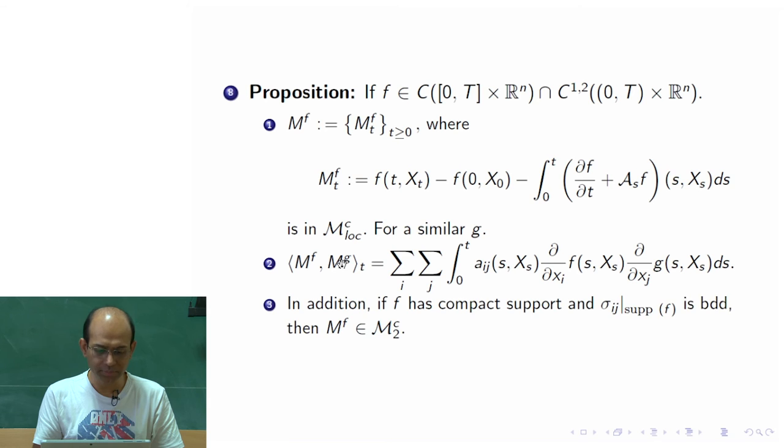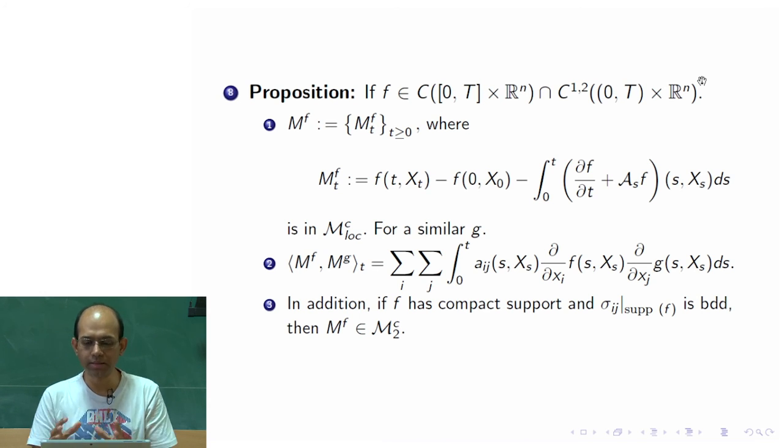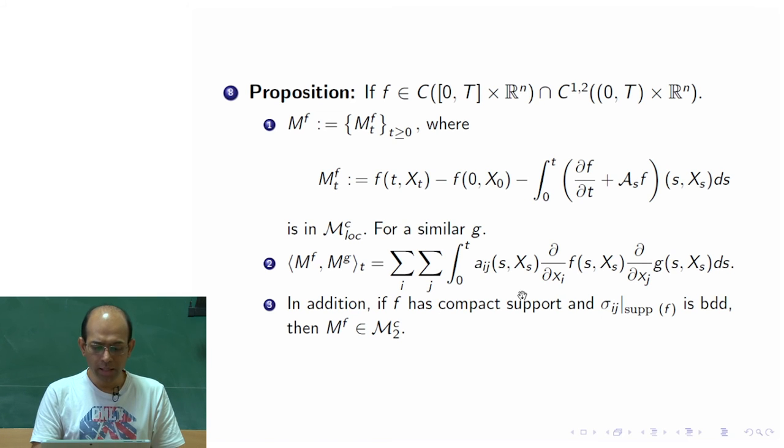This is the quadratic covariation. In addition, if f has compact support, so not on full R^n but on a compact set it is non-zero, else it is zero, and on that set where f is non-zero, sigma_ij is a bounded function. Yes, if I consider sigma_ij as a continuous function, a continuous process, then of course, but otherwise that is not assured. So sigma_ij is bounded. Then this process M^f is a square integrable continuous martingale. Not only a local martingale, it is a martingale, a square integrable martingale. Okay, so these are the things.